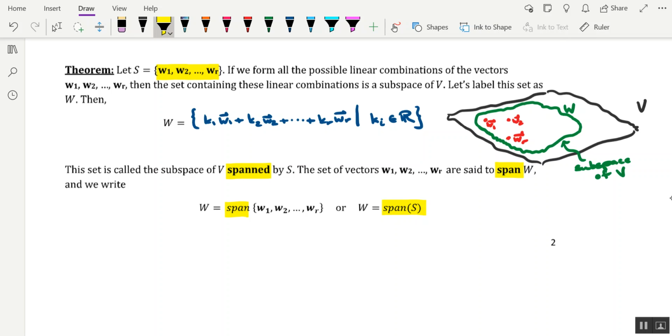I think I'll cut the video off here and do a separate video for examples of spanning sets. Let me know if you have any questions about this one.